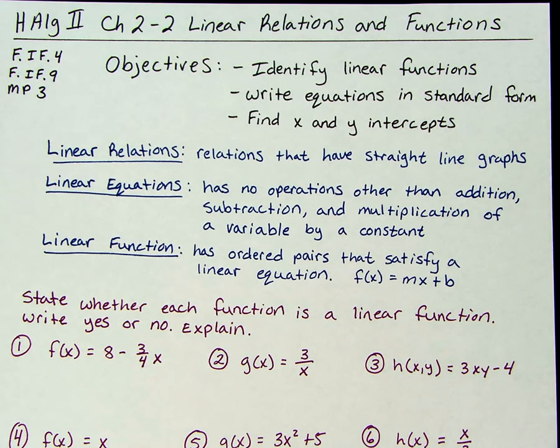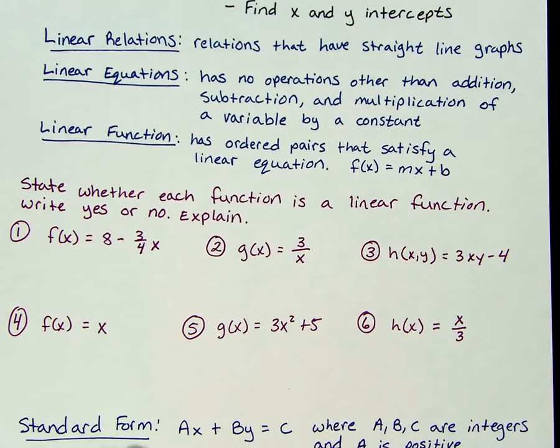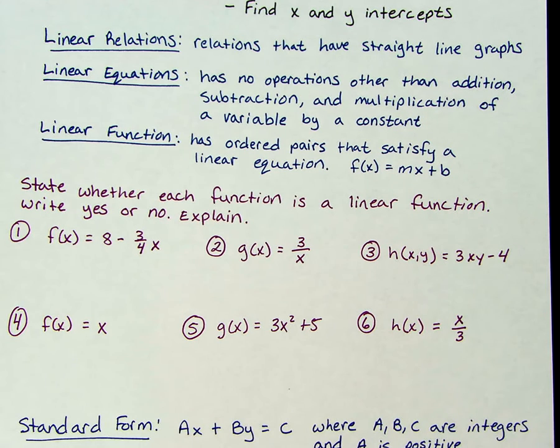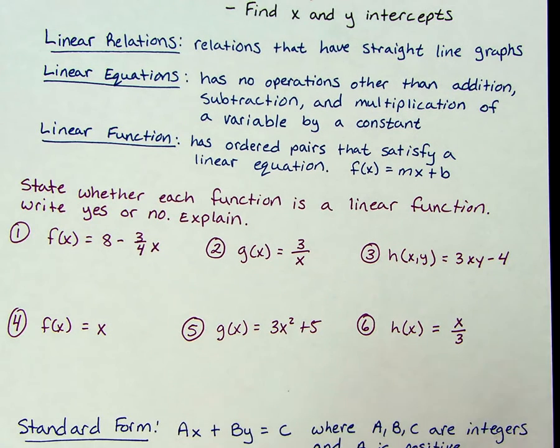So to start with, a linear relation are relations that have straight line graphs. A linear equation has no other operations other than addition, subtraction, multiplication of a variable by a constant. So that's giving us the information that we would need to identify if something is a linear equation or not. Remember, when we're talking about equations, we're talking about something with an equal sign in it.